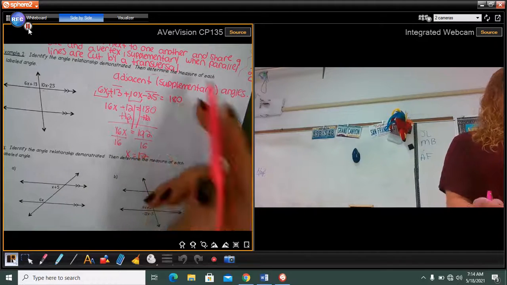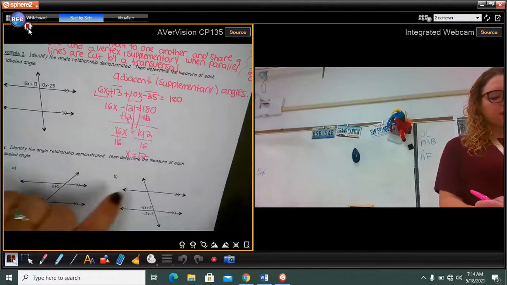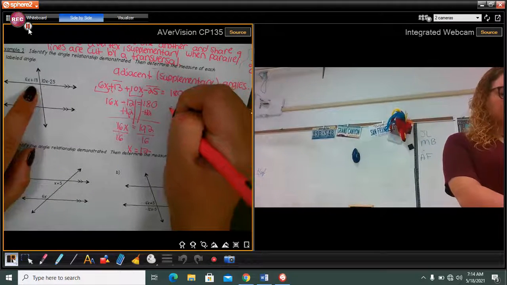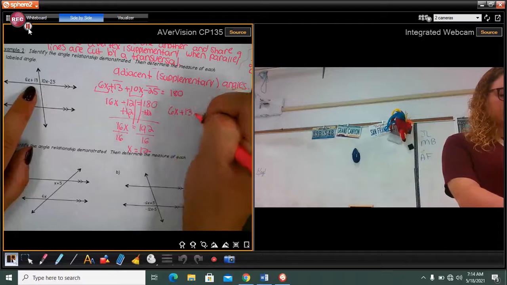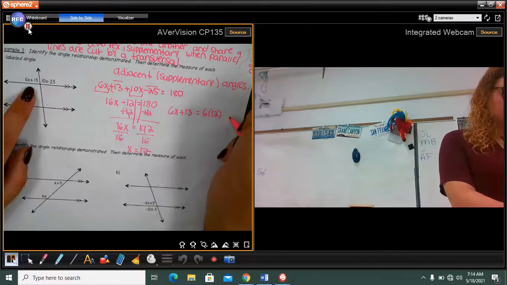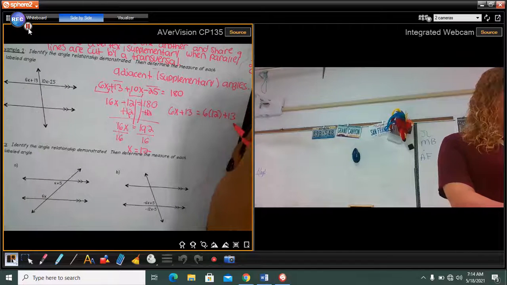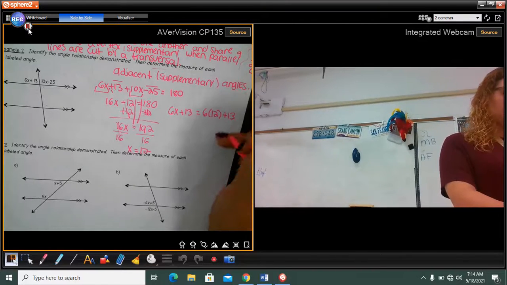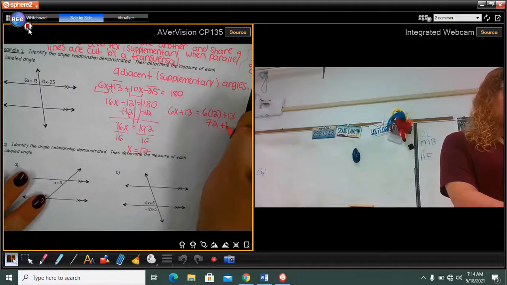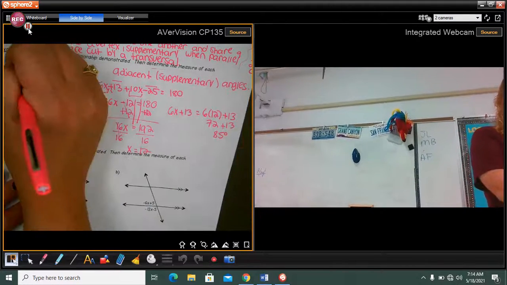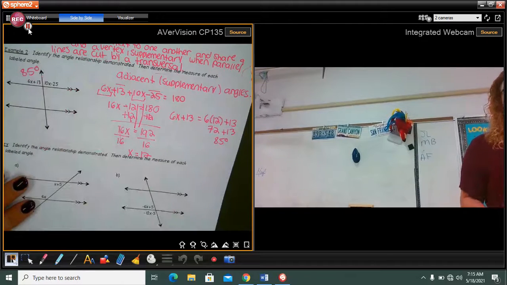But they want to know the measures. So to find a measure, we have to plug 12 in for x for each of these. If we look at this angle, 6x plus 13, I'm going to substitute 12 in. 6 times 12 is going to give you 72. 72 plus 13 is going to give you 85. So this angle over here is 85 degrees.